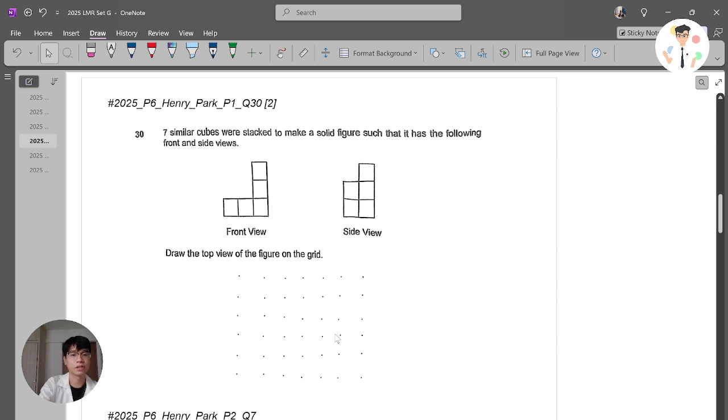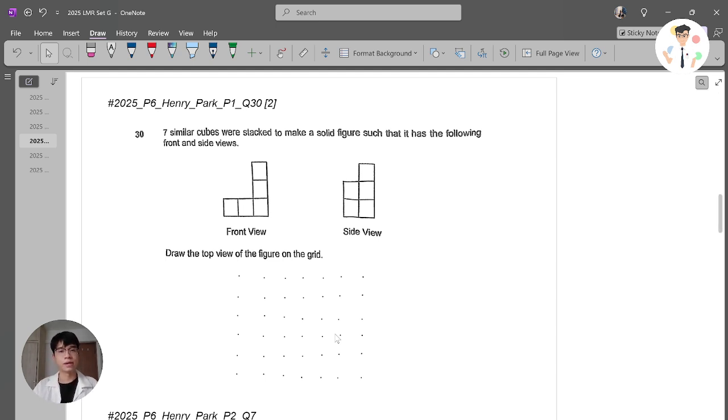Okay, next part of the question is from Henry Park, paper 1, question 30. Okay, this is a very interesting question. I used to plan to give questions like this to my students. I give you a front view and side view, and you are supposed to draw the top view, or either one. I give you top and side and you need to draw the front. At the end I decided not to because I feel it's slightly difficult and I only saw one school do that before in a worksheet.